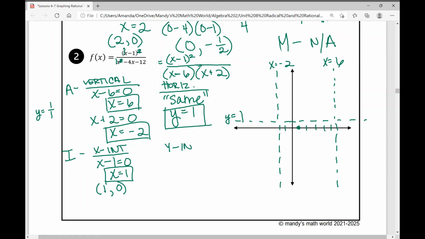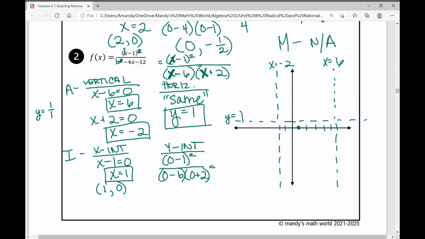So now let's look for the y-intercept. The y-intercept is when x is 0. So I'm just going to plug in 0 for x. And I'm going to plug it in for x in this factored form, right? So I'm going to plug it in right there, right there, and right there. So I get 0 minus 1 squared over 0 minus 6 times 0 plus 2.